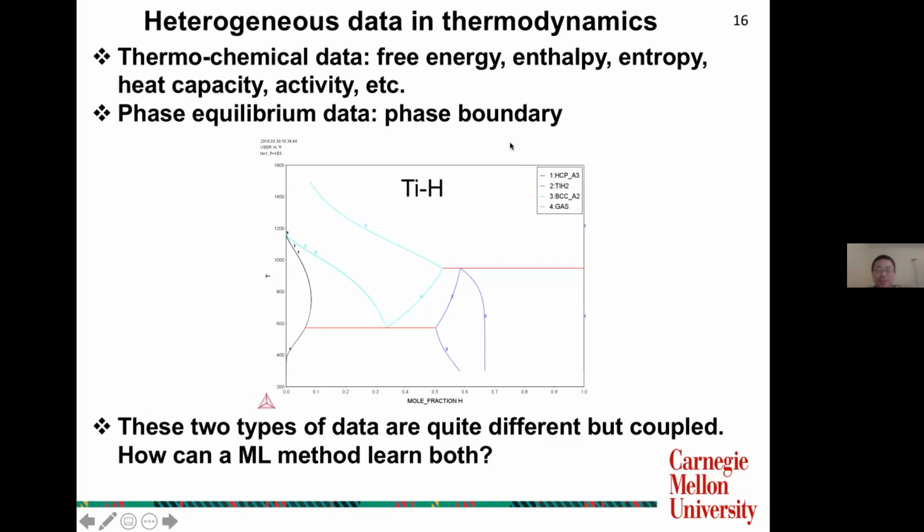For example, here we show the titanium-hydrogen system. You can see that you have some solid solution on the 2 end sides, and then you have some intermediate compound in the middle. But the intermediate compound usually also has some solubility. So you can see different phase boundaries here. This is a kind of data. These 2 types of data are quite different, but they are actually coupled. So the question is how can a machine learning method learn both of them?